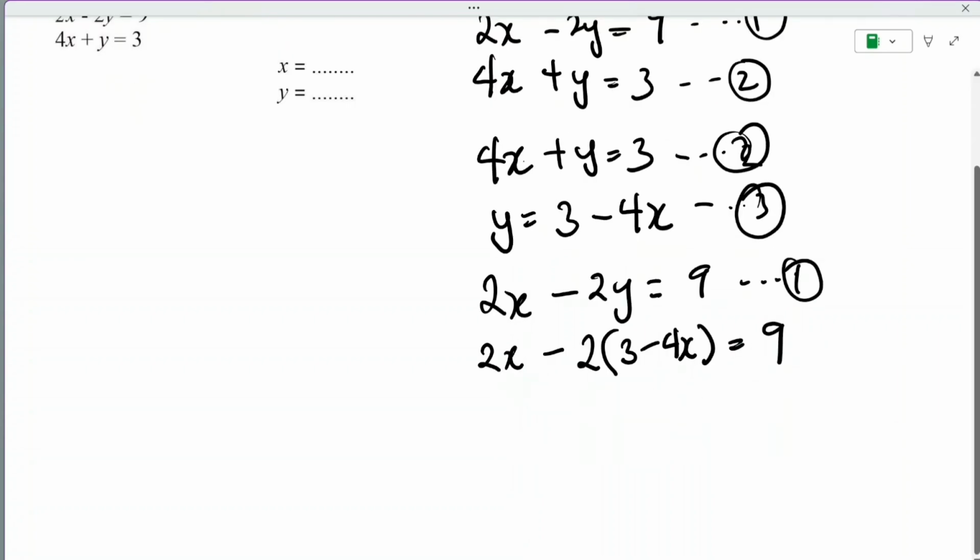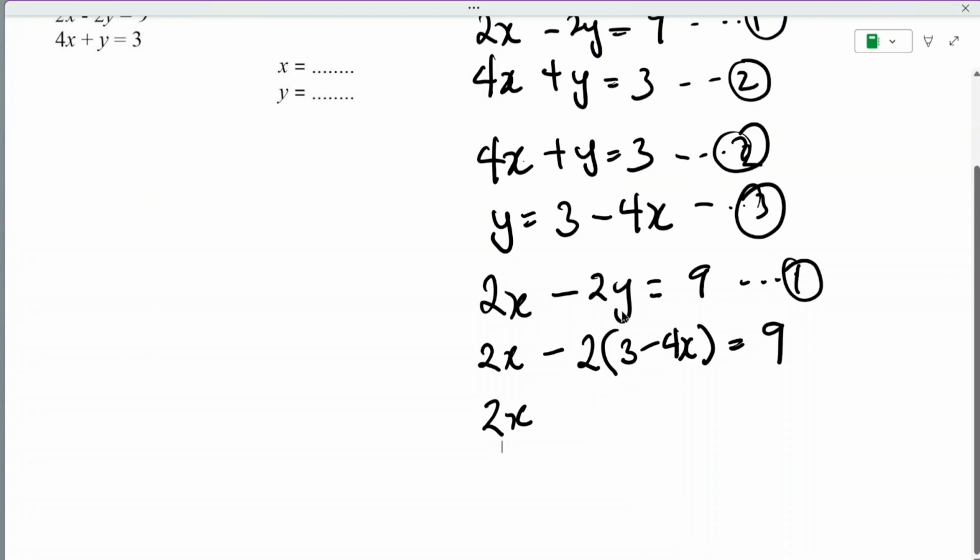I said earlier, and you should also note, the positive or the negative sign in front of a number, an algebraic expression or a term, is owned by it. So this 2 owns this negative. I know we have to open this bracket. So we have 2x, then this minus 2 affects both the 3 and the minus 4x.